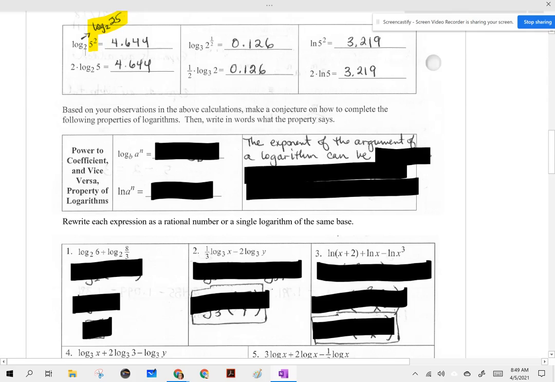All right, based on our observations in those calculations, make a conjecture on how to complete the following properties, and then write in words what the property says. So it says power to the coefficient and vice versa property of logarithms. Notice that there was a coefficient in these situations, and then there was also a power that the argument was being raised to. So here's the power that the argument is being raised to, and you're taking that exponent and multiplying it by the log. So it comes out in front.